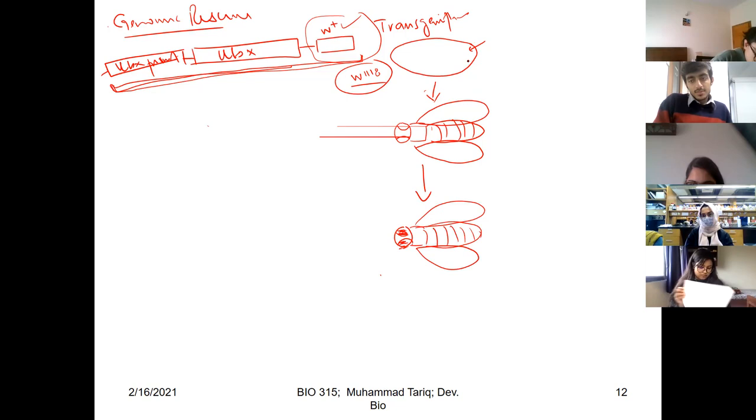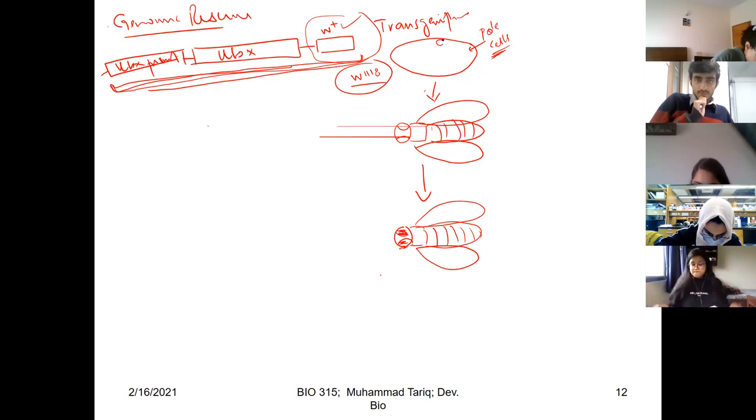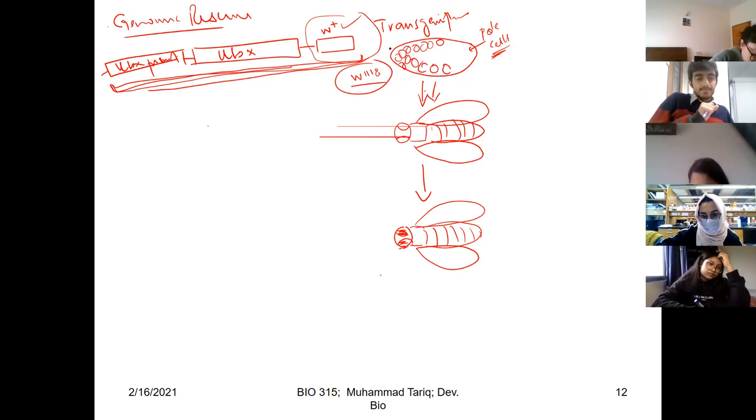The scientific answer is, when we inject these embryos with our transgene construct, which is this one, we are basically injecting the pole cells. We talked about pole cells at the start of fly development, remember? Pole cells are formed in the first 60 to 90 minutes. They are separated from the rest of the body. So these pole cells, if they are successfully injected by our construct, are going to make future oocyte or sperm cells. And all the other cells which are going to contribute to the development of this fly, the ones which are going to make eye, are somewhere here. They don't contain this construct which we injected.